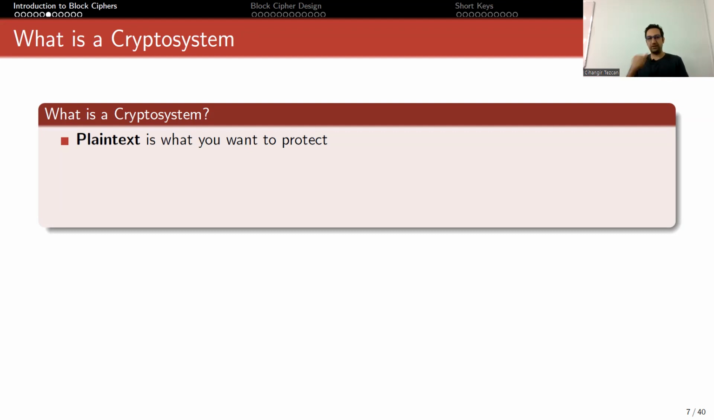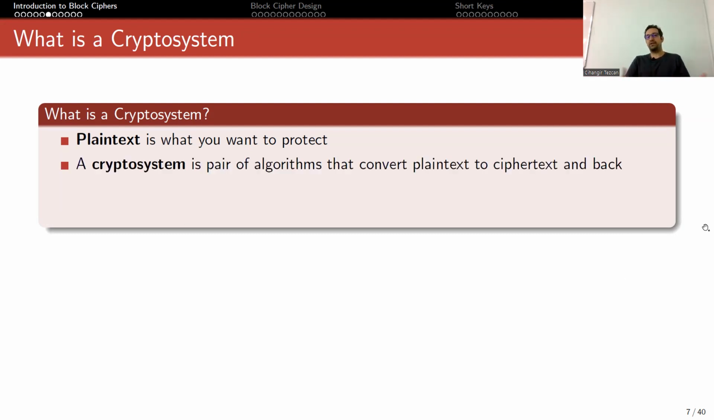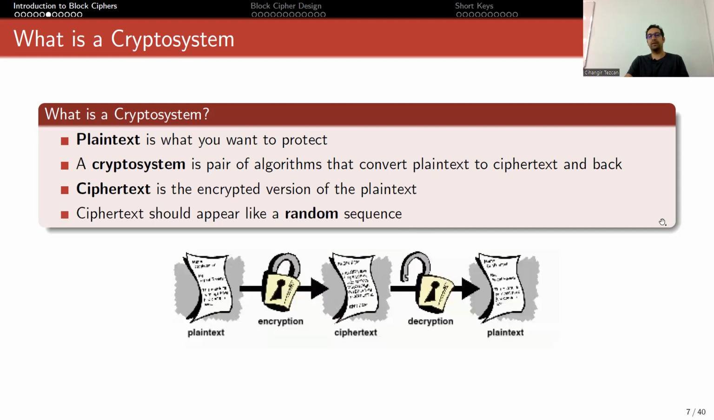So what is a crypto system? Plain text is what you want to protect. Plain text can be an SMS message, a WhatsApp message, a file on your computer, or your voice while you are calling somebody and talking. So that is the plain text. That is the thing that you want to protect. A crypto system or a cipher is just a pair of algorithms that convert plain text to ciphertext and back. A cipher is not something that you can press on your phone buttons and enter. That is a password. This is a cipher. Ciphertext is the encrypted version of the plain text, and ciphertext should appear like a random sequence.